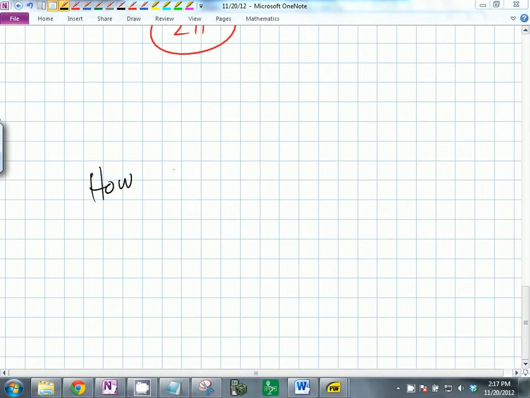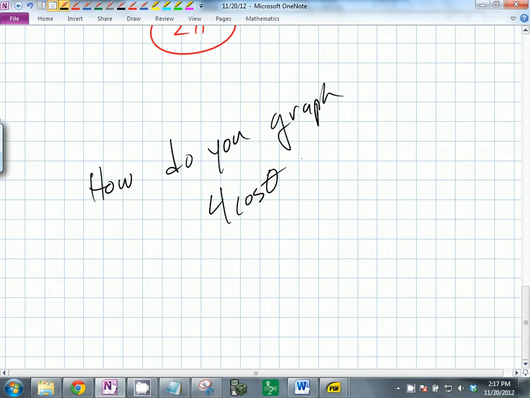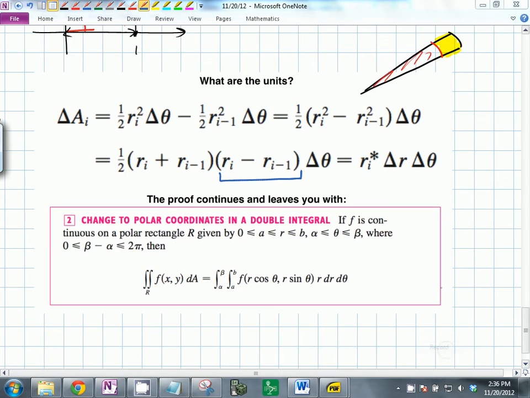How do you graph 4 cosine theta? That's how you graph that. And yes, it's r equals that. So how do you graph r equals 4 cosine theta? That's what you're asking when you did that original one. So this correlates right here. And then what does this correlate to? Right here. The average of the two, if you add them together. See how that's clever? Doing this one.